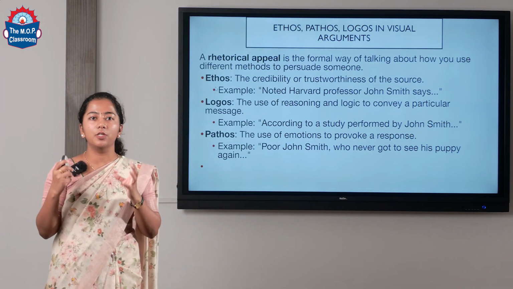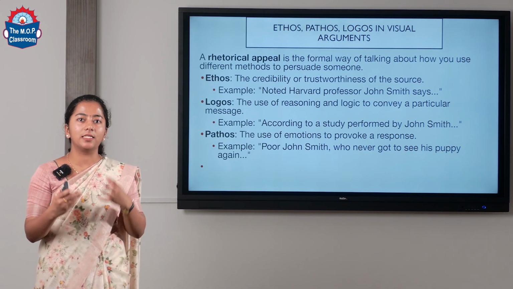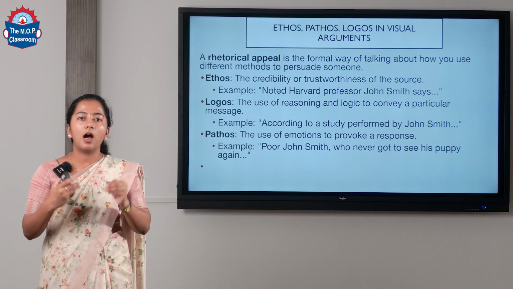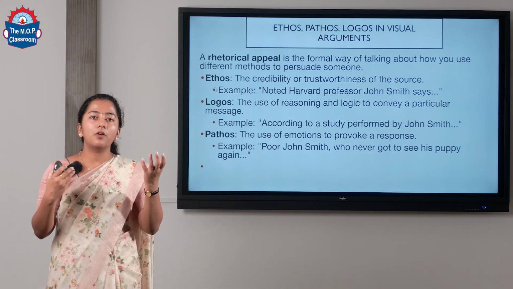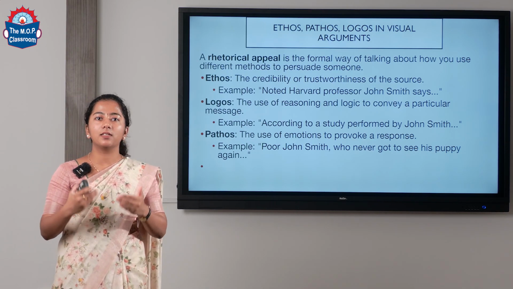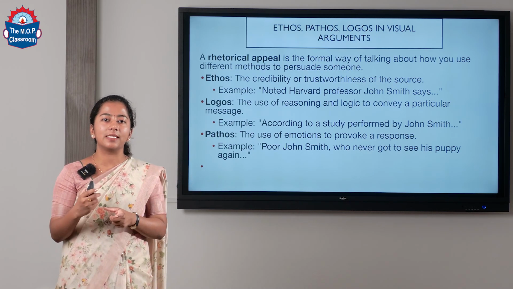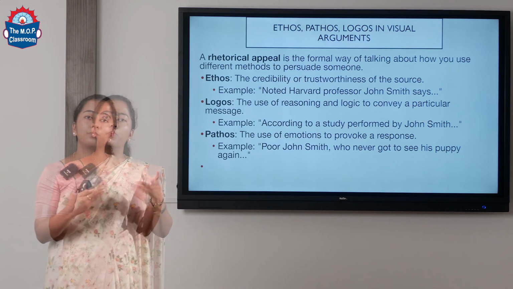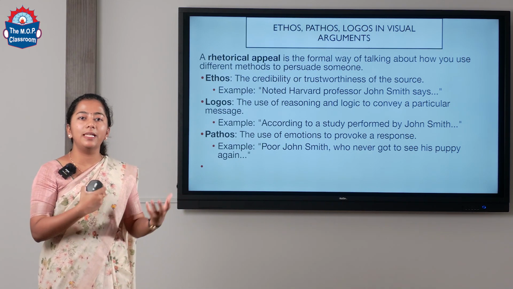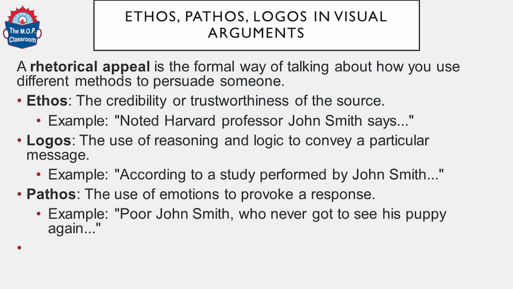Moving on, every visual argument or every image is trying to persuade us to do something. It tries to make us believe in something or tries to make us do something. Now, how is this image able to persuade us to do something? There is something known as a rhetorical appeal. It's nothing but a formal way of saying that there are methods used to persuade the audience. Aristotle suggested that there are three main methods used to persuade audiences or viewers, to convince them or to make them believe in something or take an action. These three methods are known as ethos, pathos and logos.